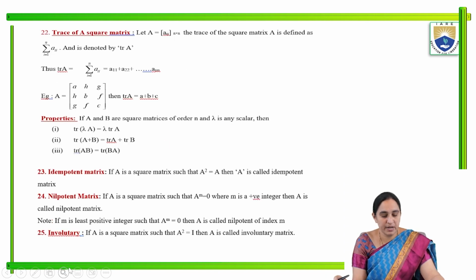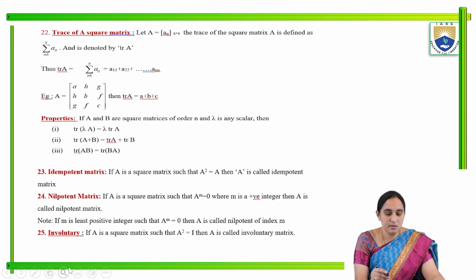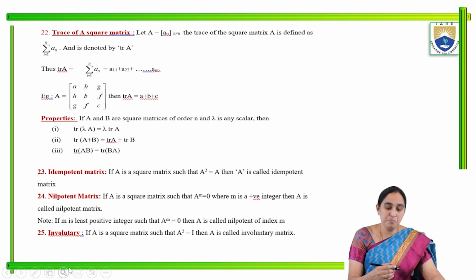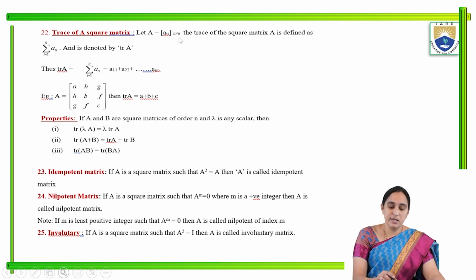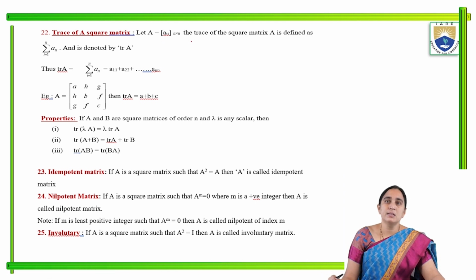Trace of a matrix. What is trace? Trace means the sum of the diagonal elements. Let A is equal to Aij. The trace of the square matrix A is defined as the sum of Aii for i equal to 1 to n, and it is denoted by trace of A.